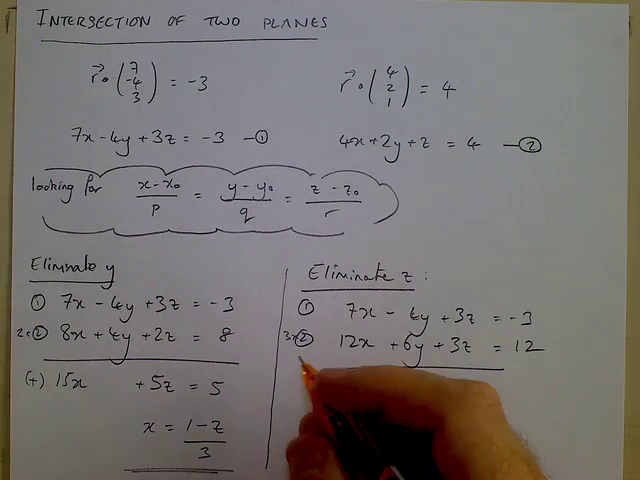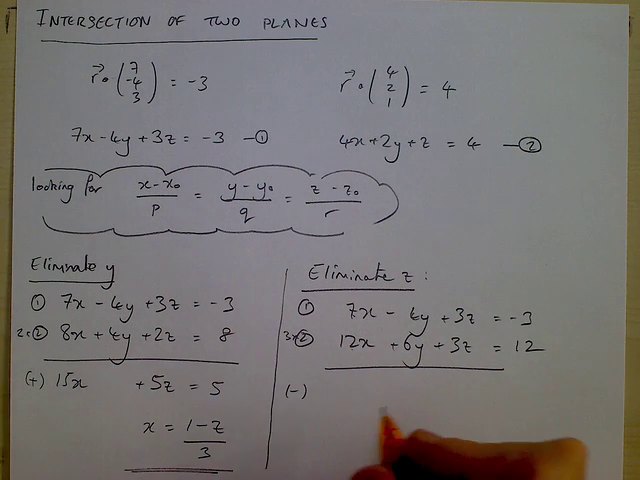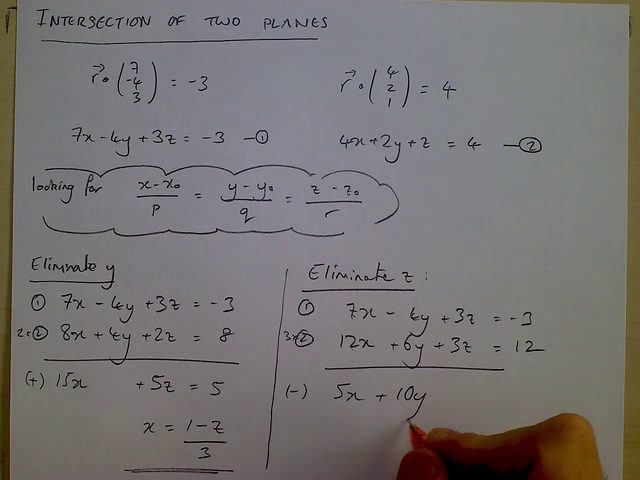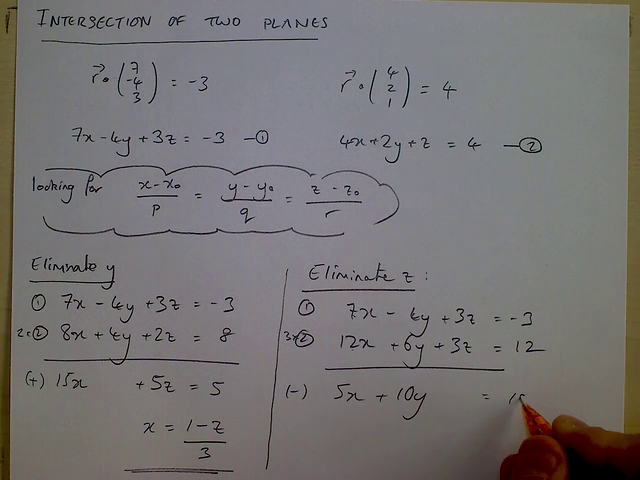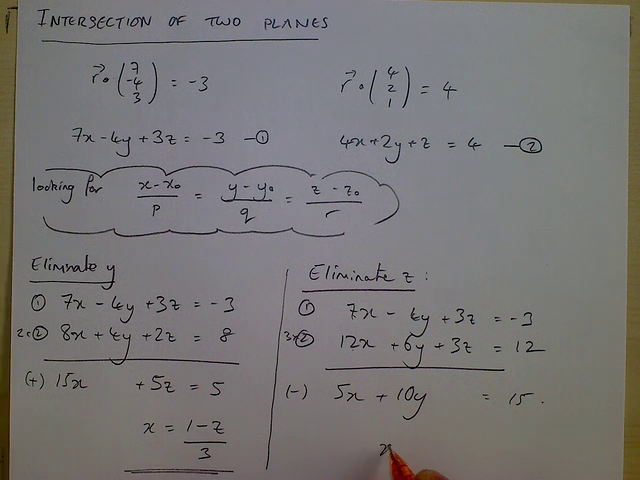What am I going to do? This time I'm going to subtract those equations. 12 minus 7, 5x, 6 minus 4, plus 10y. 12 minus 3 is 15. Again, divide through by 5, rearrange for x. X here is going to be 3 minus 2y.